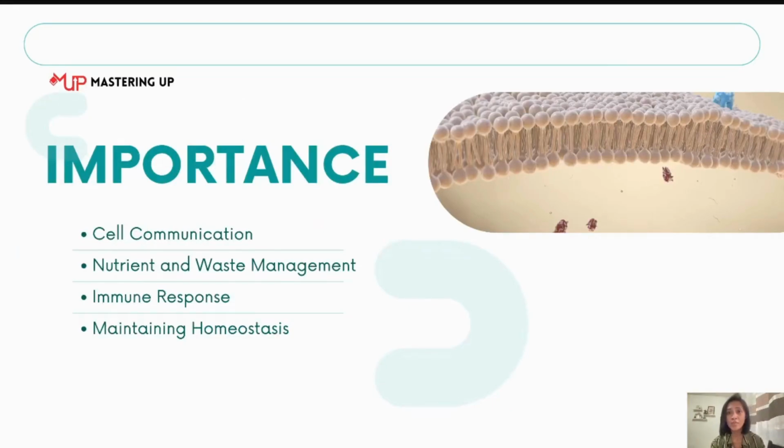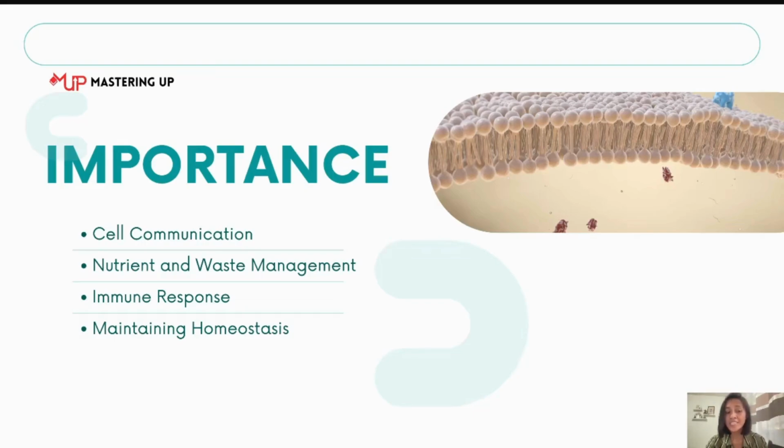We're going to talk about the importance of endocytosis and exocytosis. First is cell communication. Both processes are essential for cell signaling and communication, allowing cells to interact with their environment, receive signals, and respond accordingly. Next is nutrient and waste management. Endocytosis allows cells to take in nutrients, while exocytosis helps remove waste, maintaining balance and efficiency.